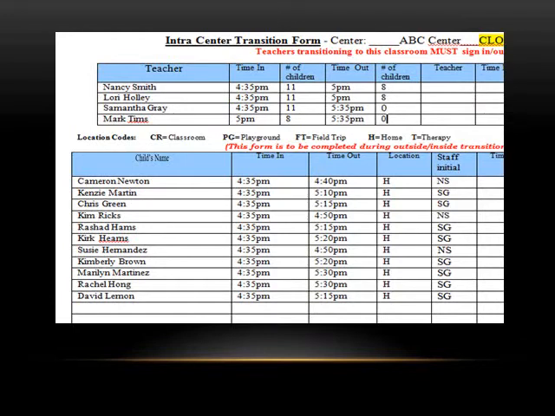At the end of the day, the closing staff conducts a sweep of the center to ensure that all of the children have left. Once the sweep has been completed, the staff sign out of the Intra Center Transition Form stating that 0 children were present when they exited the center.